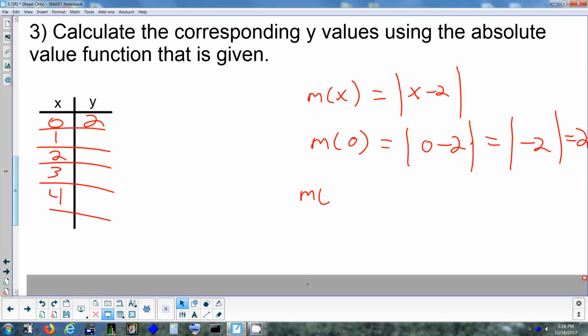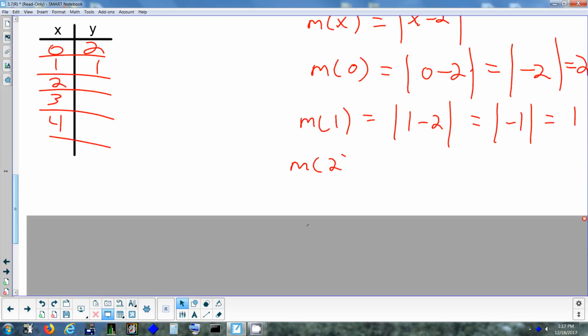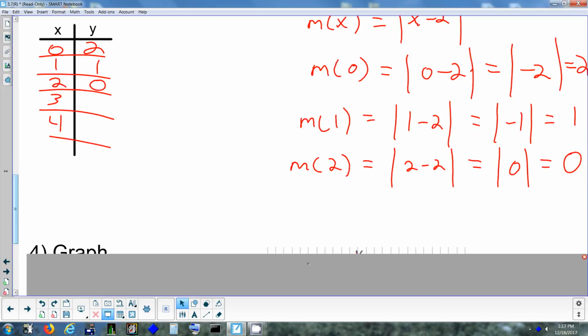What's the next number we have to plug in? 1. So we have 1 minus 2. What's 1 minus 2? Negative 1. What's the absolute value of negative 1? 1. Good. Next one, what do we plug in? We're plugging in 2. So I'm going to have 2 minus 2, which is 0. Absolute value of 0 is 0. Now let's do the other 2. Watch what happens here. What's the next one we're going to plug in? 3.